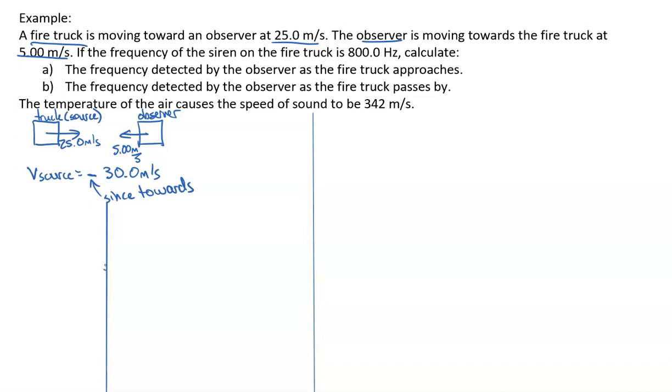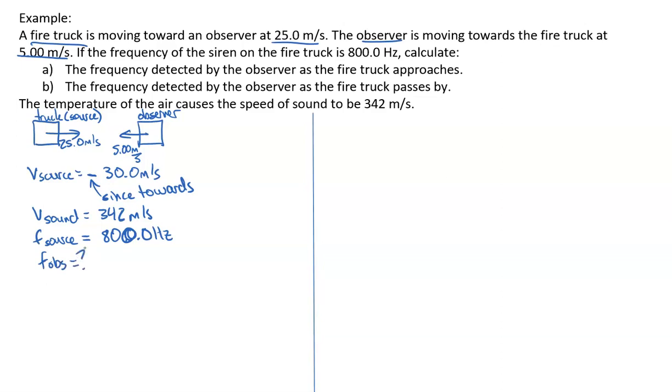So the other values that we know we need here are the speed of sound. We know the speed of sound is 342 meters per second. And we need the frequency of the actually emitted object. So the frequency of the source is going to be 800 hertz. Here we're trying to find the observed frequency. So there's my givens, there's my required.